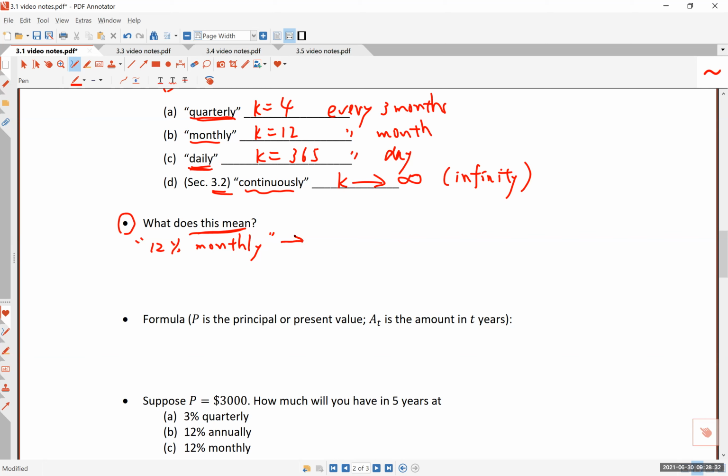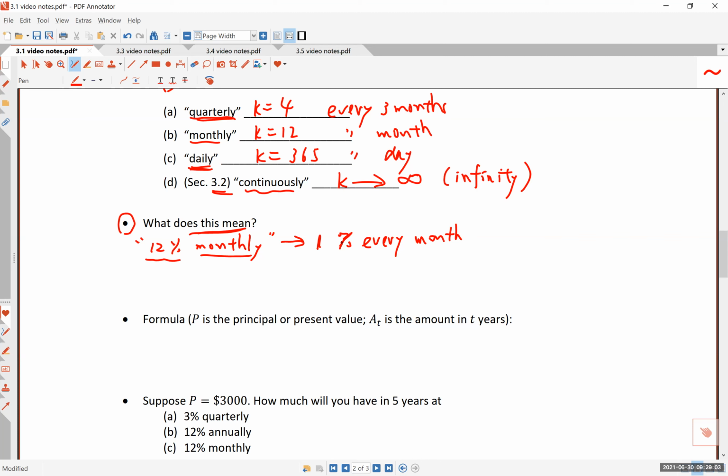What they mean by that is, for the whole year it's 12 months. So you divide 12 by 12 and get 1%. So this means 1% every month. And so they will calculate at the end of every month your 1% interest on the previous month's account and add that interest to your account. And then the next month, they will do the same thing. Every month, they will add 1% to your account.